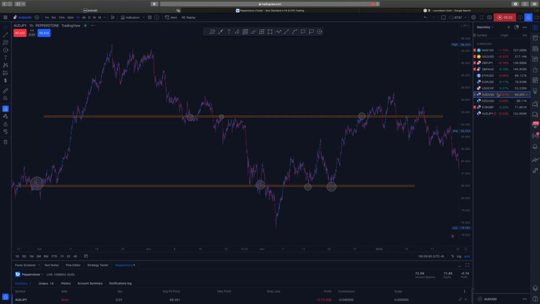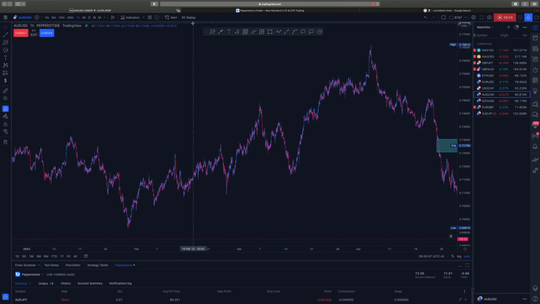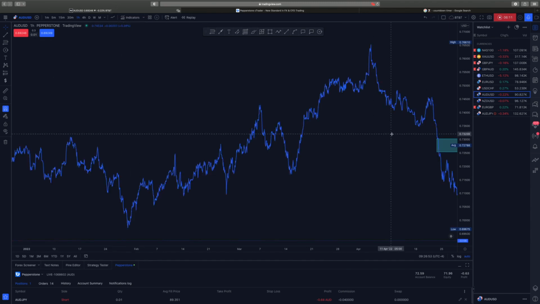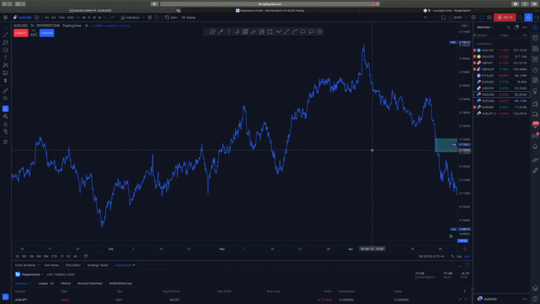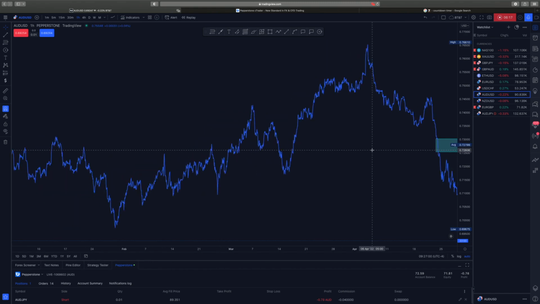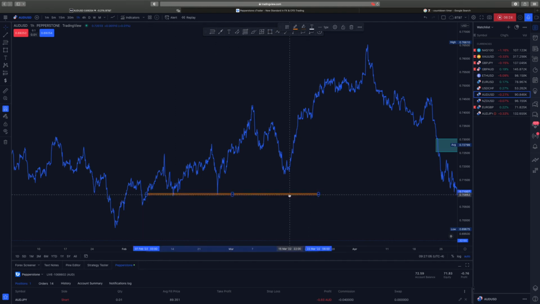Alternatively, if I was to move to another market, and instead of using the candlesticks, I use a line graph. In fact, a line graph gives the best view of support and resistance levels. So if I use a line graph, I can already see that this region here has been used as a support level.